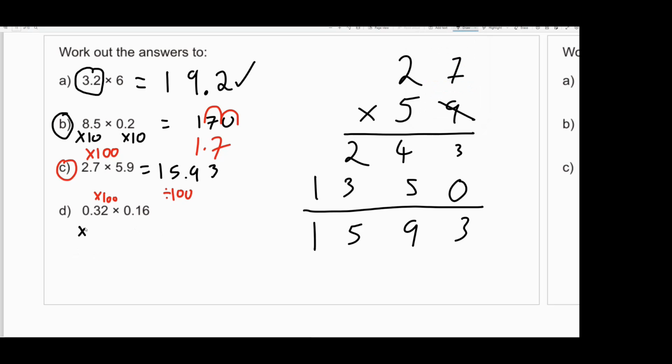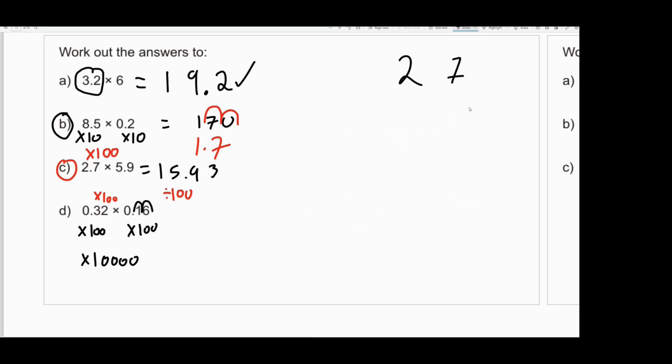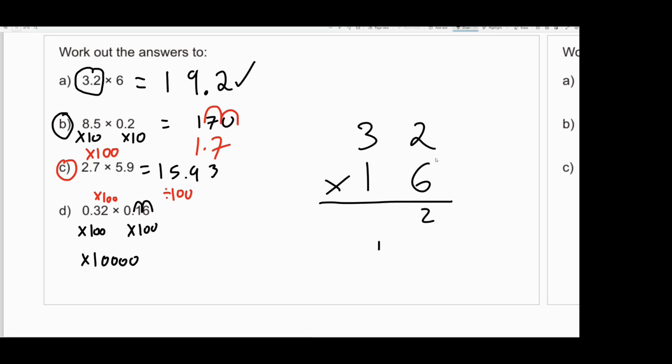This time you would have to times 0.32 by 100 to make it into 32, and times 0.16 by 100 to make it into 16. So really, you've times by 10,000, right? 1 with 4 zeros. So we just do 32 times 16, but then you have to divide the answer by 10,000. So 32 times 16. So 12, 18, 19, 0, 2, 3, 5. So we get 512.